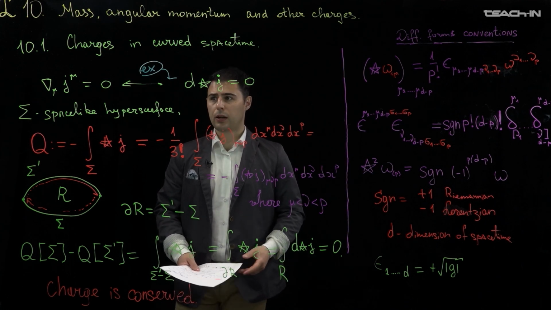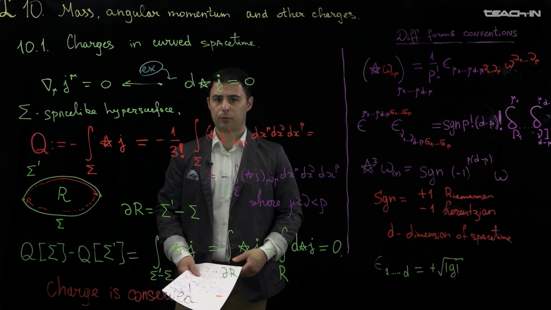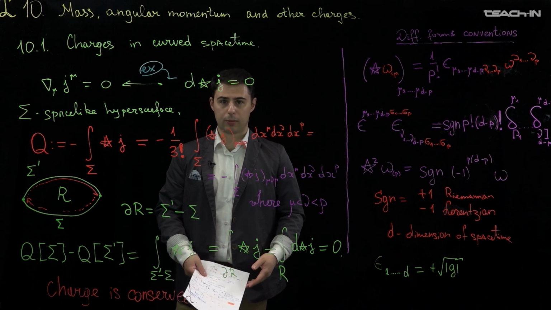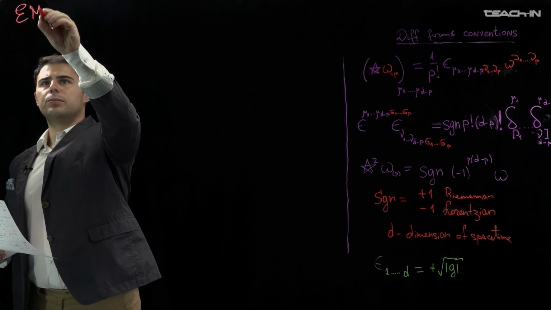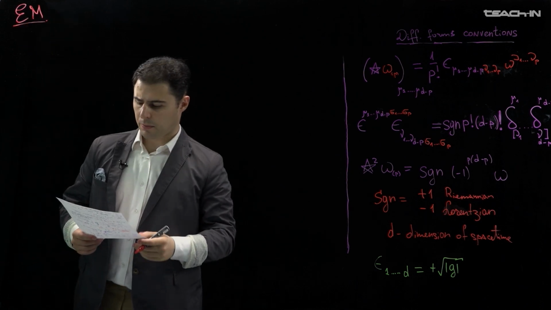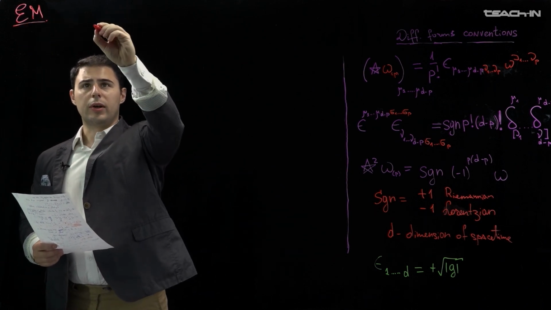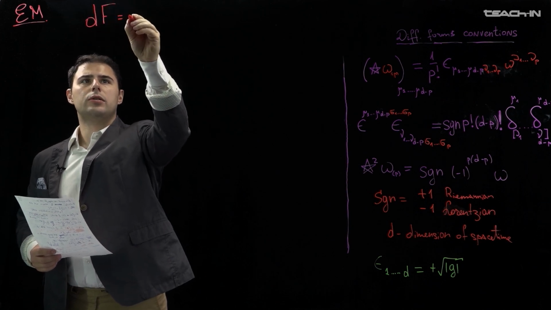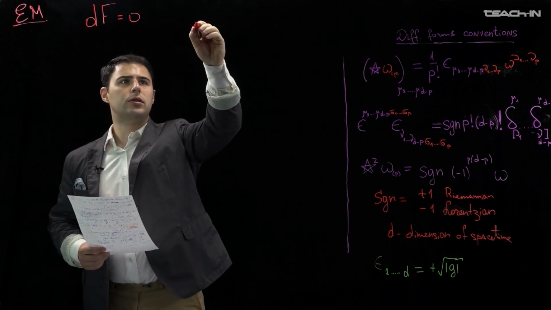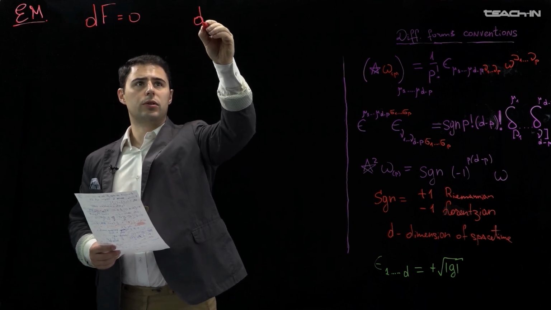Now, let us turn to a simpler example of electromagnetism and electric and magnetic charges. So, let us consider electromagnetism. The Maxwell equations are given by the Bianchi identity and the Maxwell equation itself.